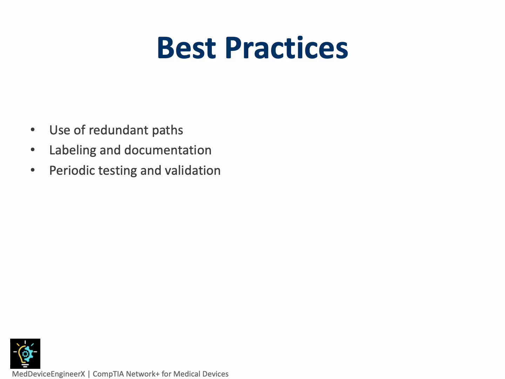Best practices in distribution systems start with redundancy, using multiple paths so that if one link fails, another keeps the system alive. Clear labeling and thorough documentation are also essential, especially in large hospitals where many people work on the same systems. Regular testing and validation ensure that the redundancy works when needed, not just in theory. For biomedical engineers, adopting these practices means fewer surprises during critical situations.